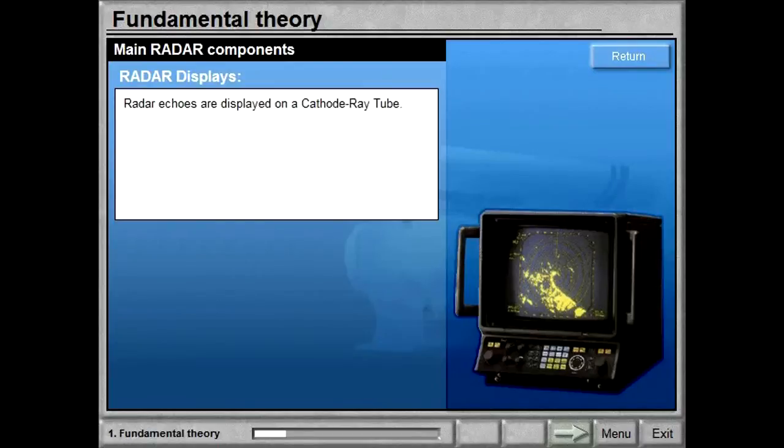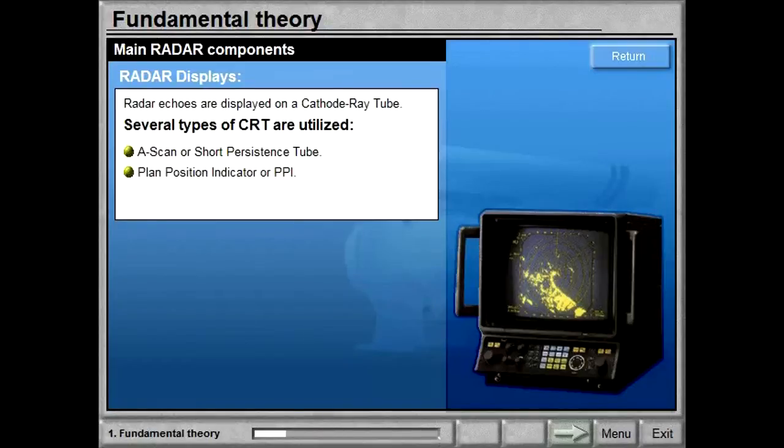Radar echoes are displayed on a cathode ray tube. The CRT measures the time and presents targets, range and bearings in a suitable way for navigation. Several types of CRT are utilised: A-scan, or short persistence tube, plan position indicator, or PPI, and raster scan display.